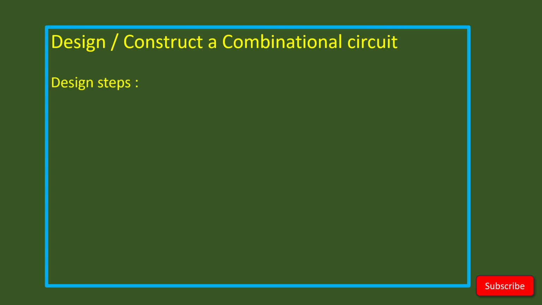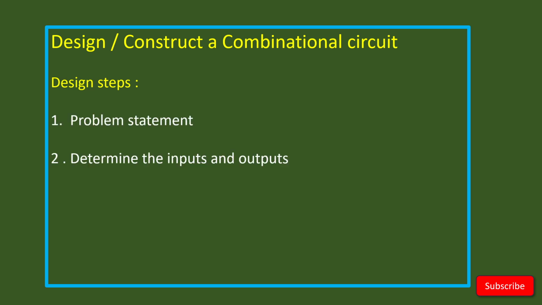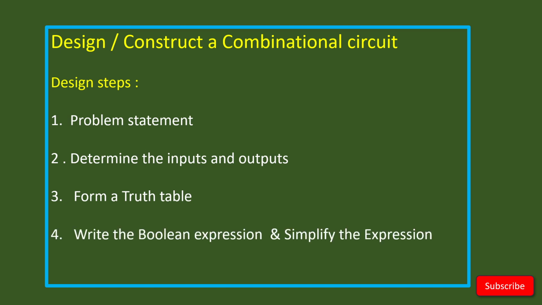Here we'll see the design steps one by one. In total, it has 5 steps. The first step is the problem statement. The second step is to determine the inputs and outputs. The third step is to form a truth table. The fourth step is to write the Boolean expression and to simplify that expression. The fifth one is to implement the circuit. Usually the word construct is not used here. We are asked to design the combinational circuit only.